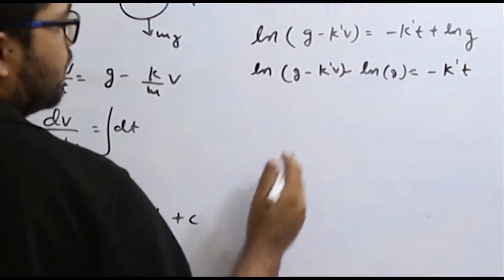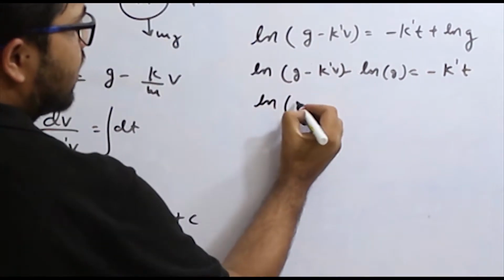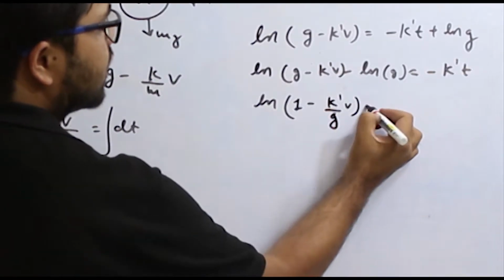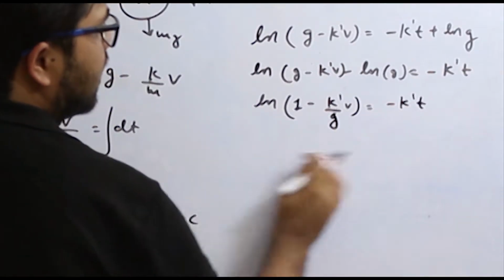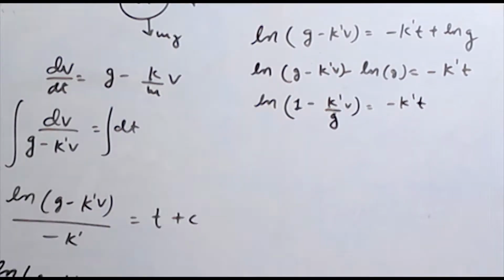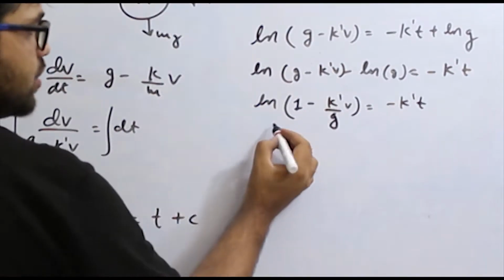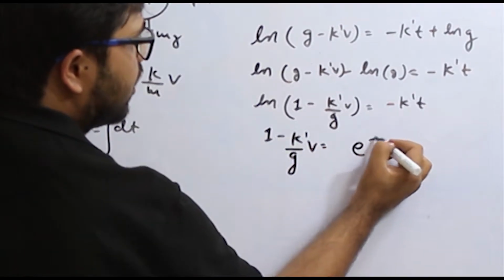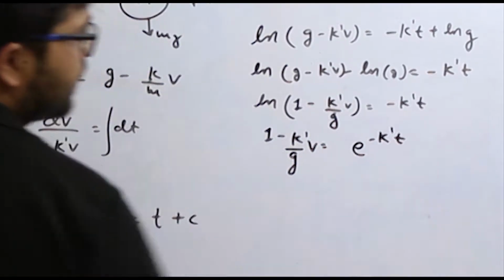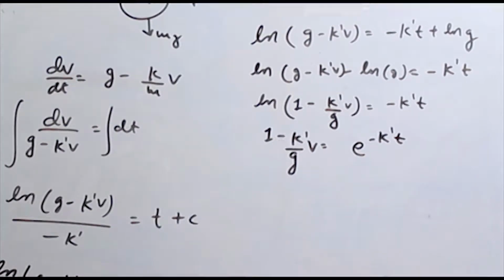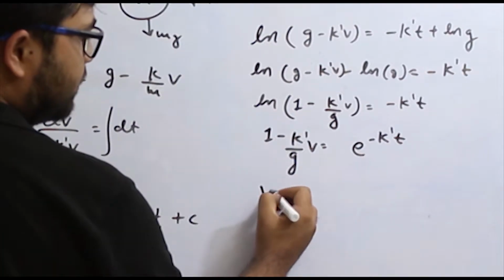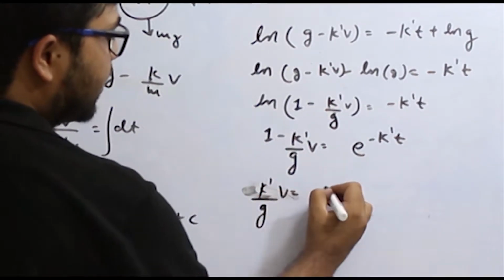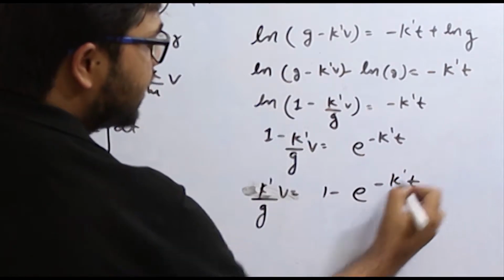Now ln a minus ln b is ln a by b, so if I do this, I'll get ln of 1 minus k dash by g into v is equal to minus k dash t. If I remove ln, you know that ln is the logarithm with base e. So we are going to get 1 minus k dash upon g into v is e to the power minus k dash into t, right? So from this equation, k dash upon g into v we can write as 1 minus e to the power minus k dash t.